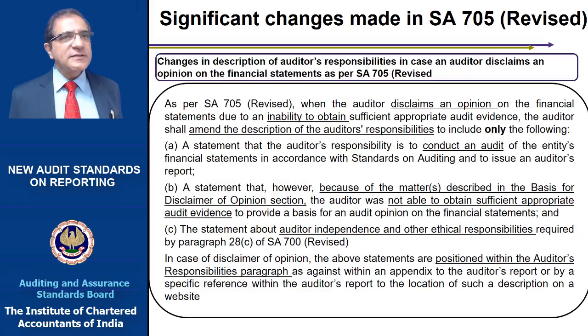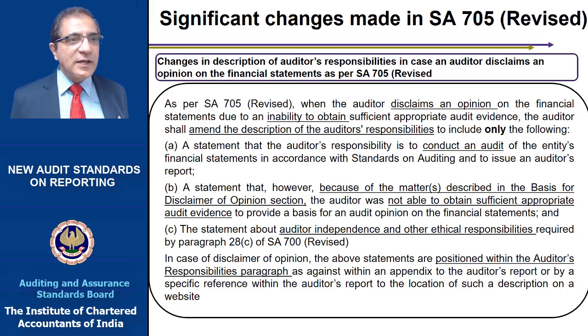Auditor's responsibilities under 705. However, you should be aware that whenever the auditor is going to give a disclaimer of opinion, the description of the auditor's responsibilities in the auditor's report needs a modification. And therefore, if the auditor is disclaiming an opinion on the financial statements on account of the inability to obtain sufficient and appropriate audit evidence, then there shall be an amendment to the description of the auditor's responsibility, and those amendments will only include the following.